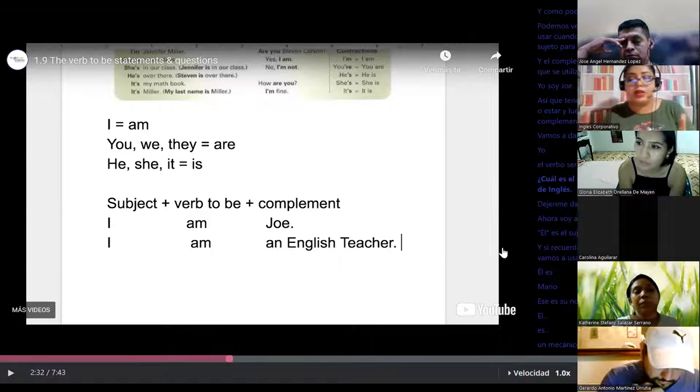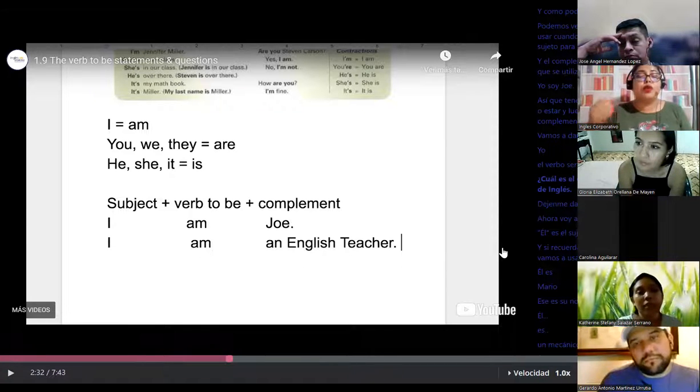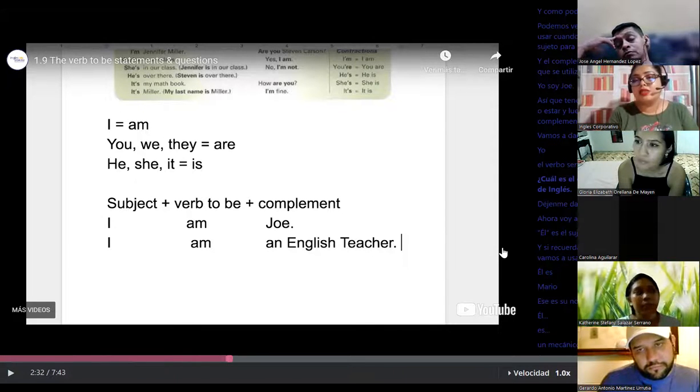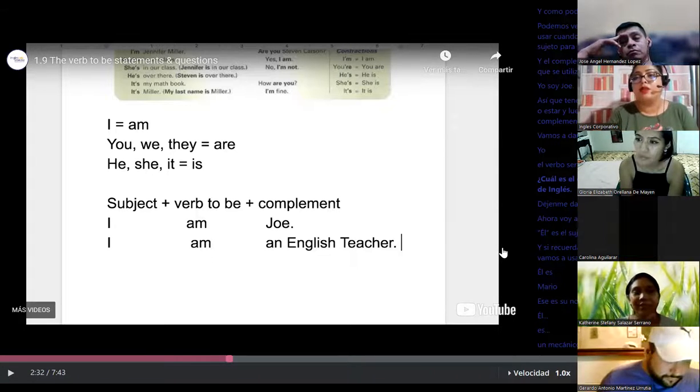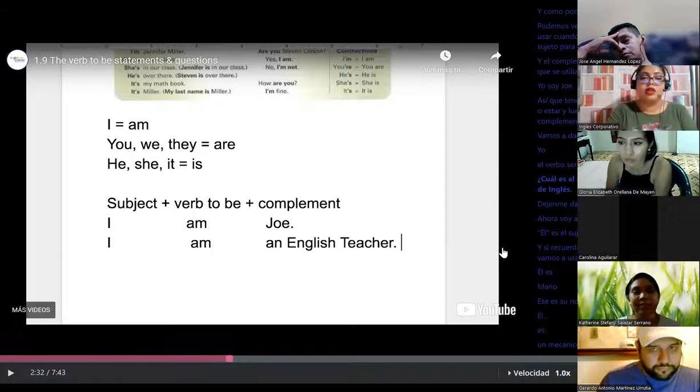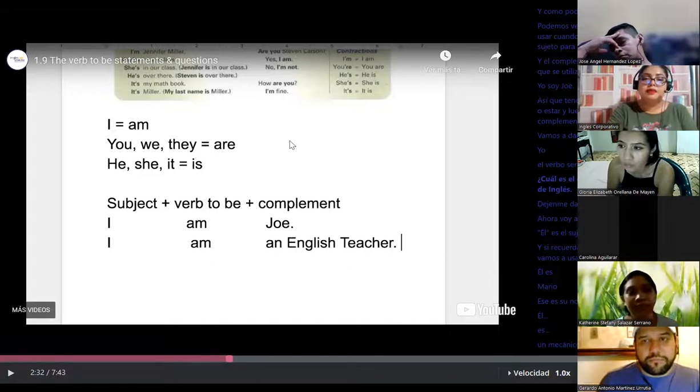pronouns. Then we can change from for proper nouns to complete this structure. But in this case, we are just going to use this short structure to create sentences. Ahorita solo vamos a utilizar esta short structure, esta estructura corta, en la que no vamos a agregar nada más. Simplemente el sujeto, el verbo to be y el complemento para crear nuestras oraciones. Let's continue.